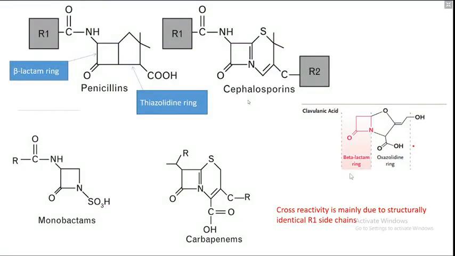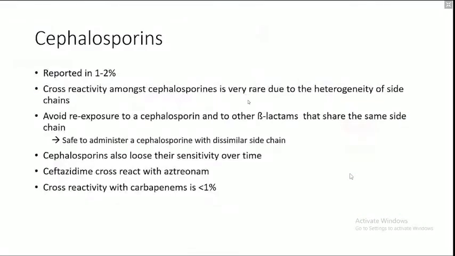So this shows the structure of beta-lactam. They share the beta-lactam ring, but the side chains are different. So the cross-reactivity is mainly for the side chains. They are mainly directed to the structurally similar or identical side chains. So you have to avoid beta-lactams with a structurally similar R1 side chain.